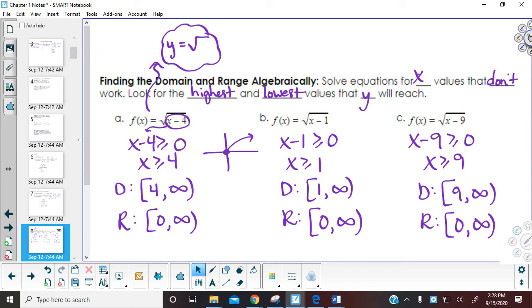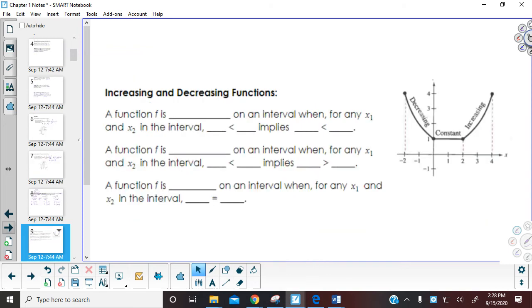Okay? The other thing that we want to touch on today is increasing versus decreasing. So a function is increasing on an interval for any x sub 1 and x sub 2 when x sub 1 less than x sub 2 implies that the y values at those points also grow. So this is how it's worded in books.